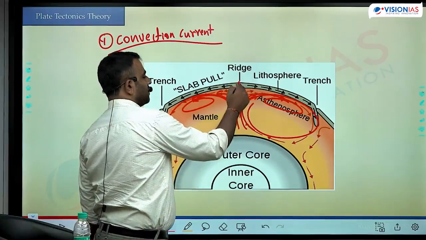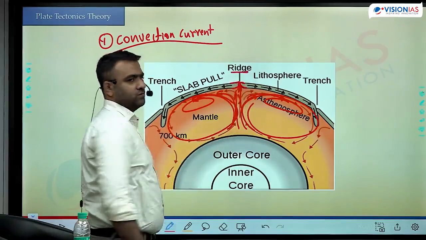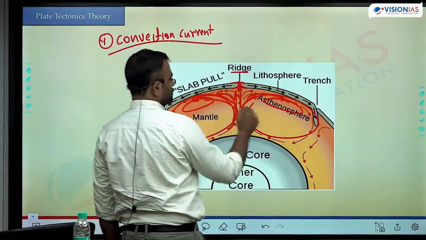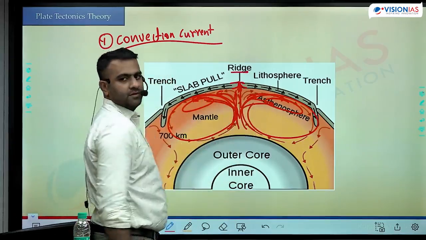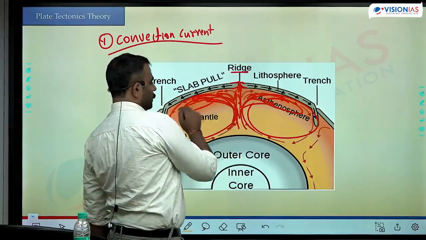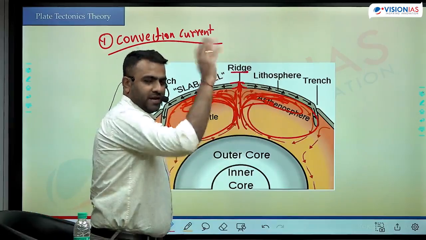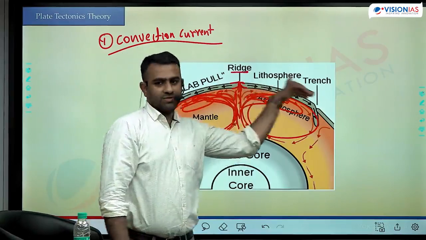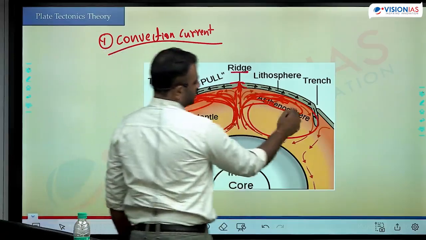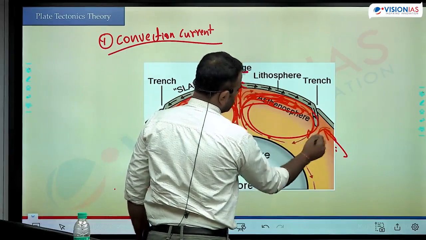However, a part of it comes out, it flows out, creating a ridge over there. But most part of it gets diverged and moves away. As they move away, they flow below the lithosphere. Below the plates, they move, and as they move, they push the plates in this direction as well as this direction. When two such currents from opposite directions converge together, they start to descend down.